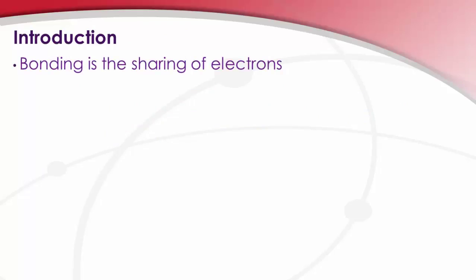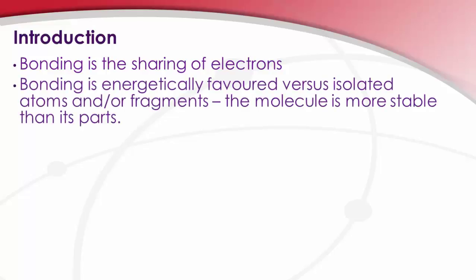So let's take a few steps backwards and talk about what bonding is. We know that bonds are the sharing of electrons, and we know that bonding is energetically favored. What do we mean by that? It means that the molecule that's formed when we pull fragments together, or atoms together, is more stable than its parts. In other words, if we pull together the pieces of a molecule, we'll get some energy in return.